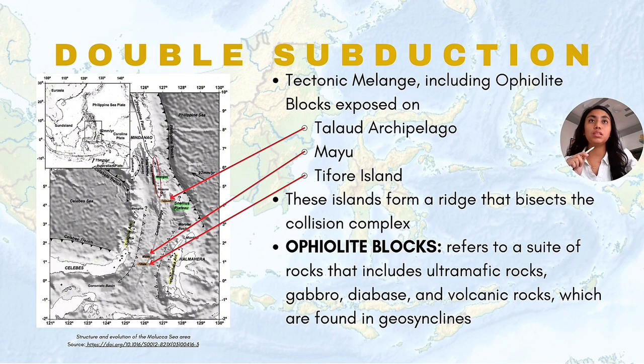In the figure, a tectonic melange, including ophiolite blocks, is exposed on the Talud Archipelago and on Mayu and Tifore Islands, interpreted as slivers of oceanic crust and trench sediments uplifted in the fore-arc terrain. These islands form a ridge that bisects the collision complex and generates a free-air gravity anomaly high.